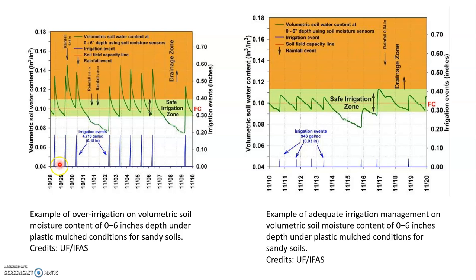If you see this, on this side is the amount of irrigation, the depth of irrigation we have applied in inches, then this is the volumetric soil content, and this is the date. On 28th October, we applied an irrigation up to a depth of 0.18 inches. If you see this, the water holding capacity is more than the field capacity, which means the water will get drained. This orange zone is the danger zone.